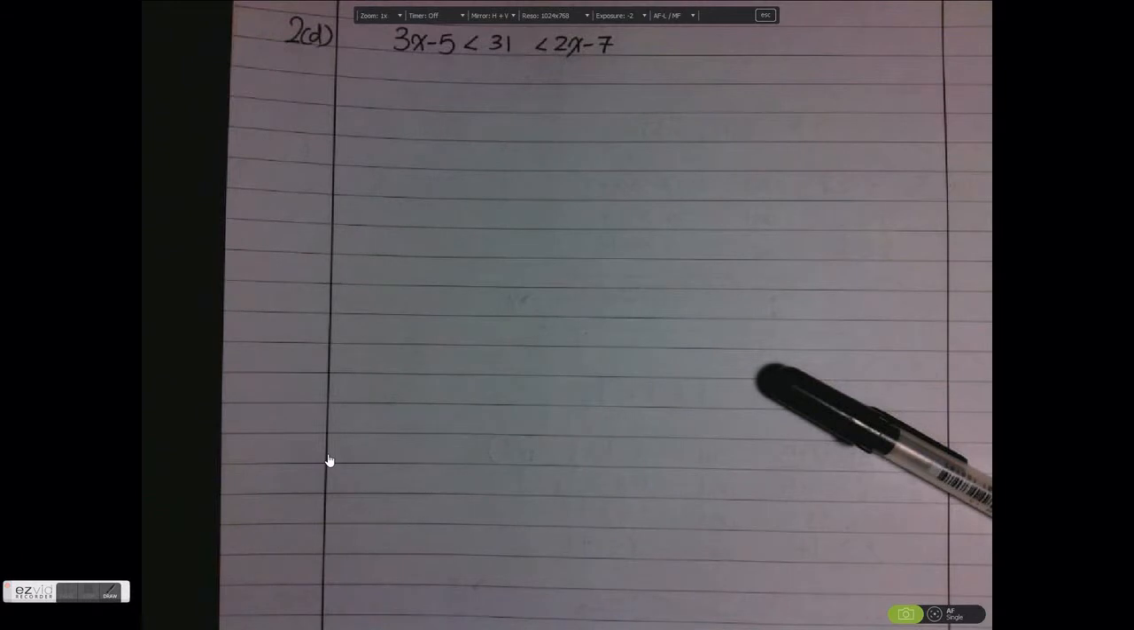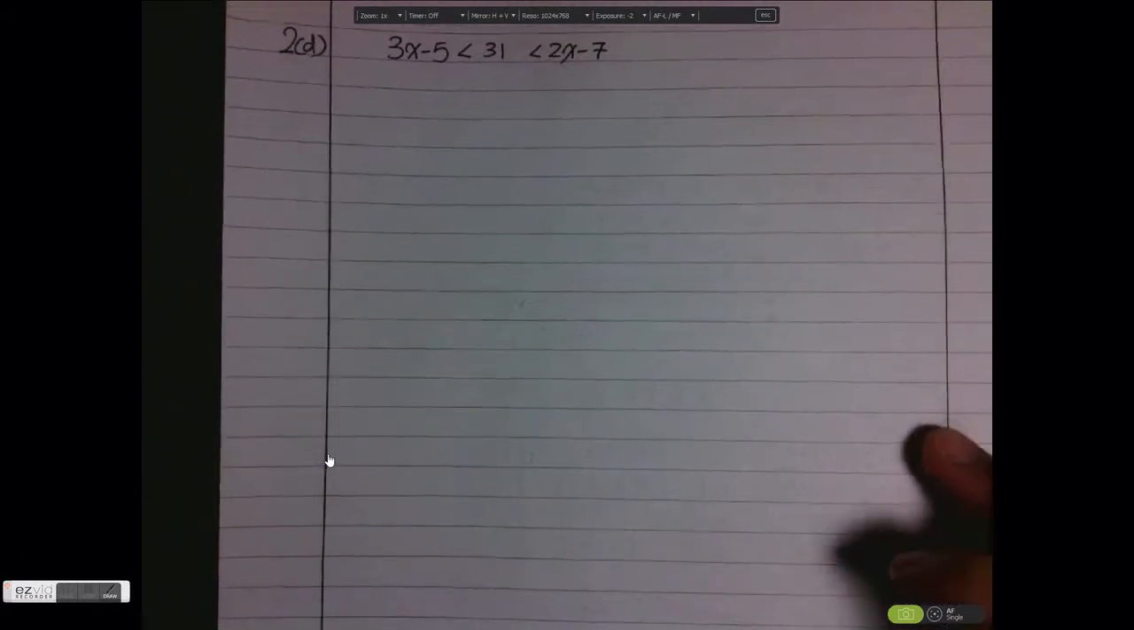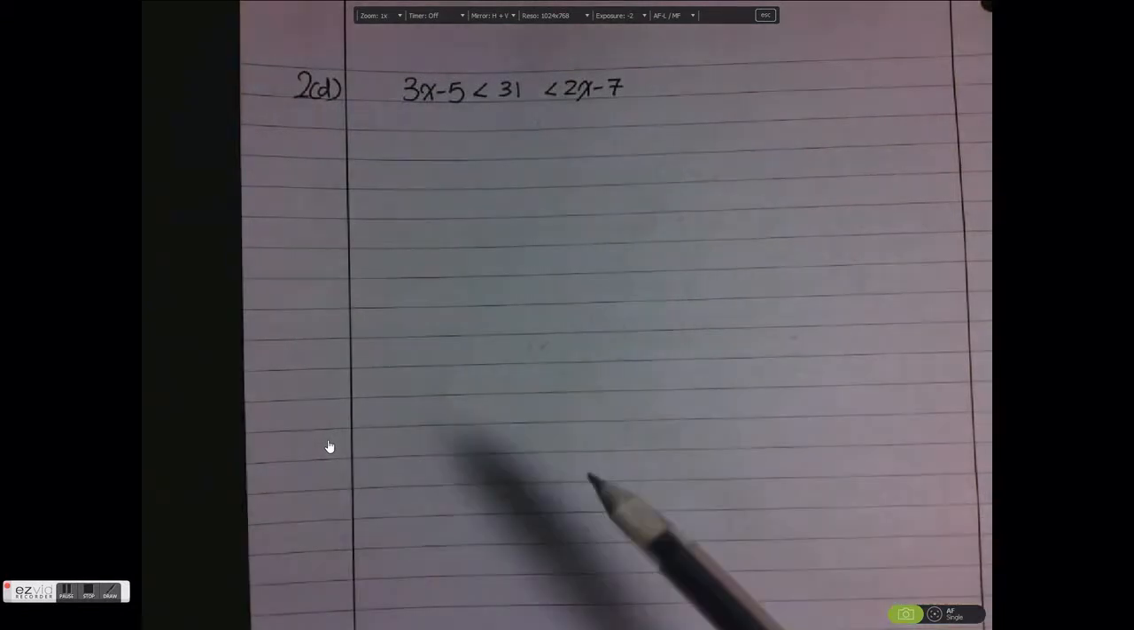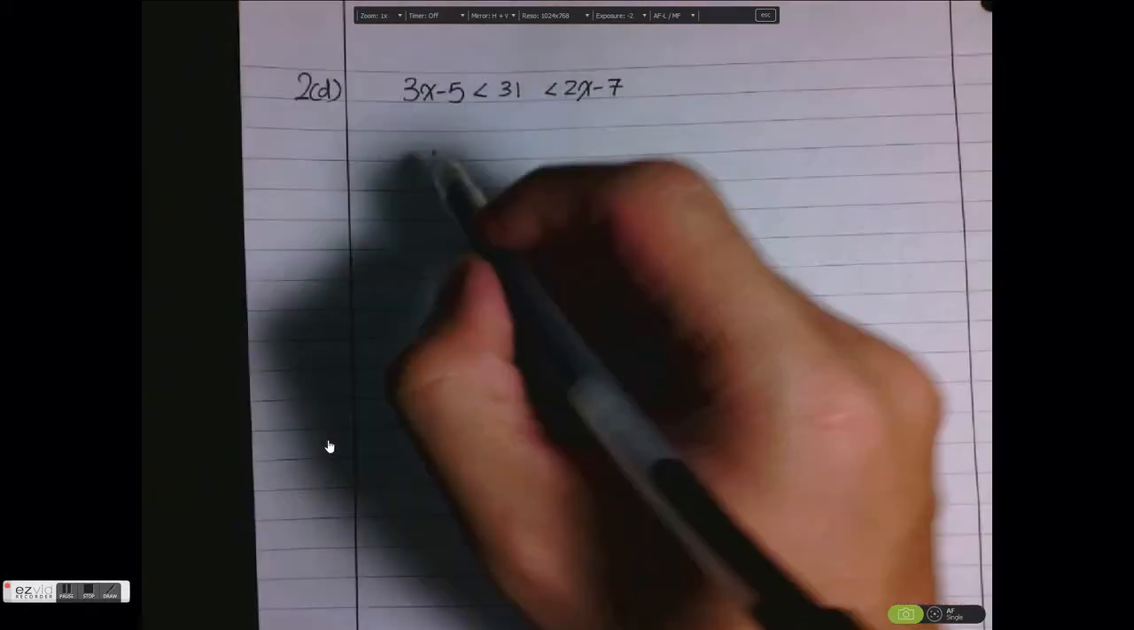And now we have exercise 1.3 question 2D. Notice that 2D is somewhat different from the previous two questions, because we only seem to have one inequality. But have no fear. What we can do is separate this inequality into two parts. How do we do that?